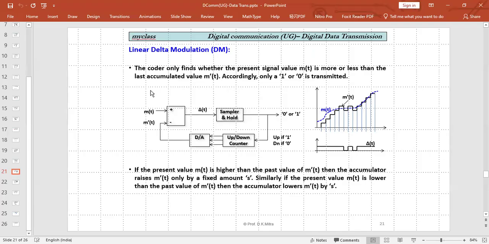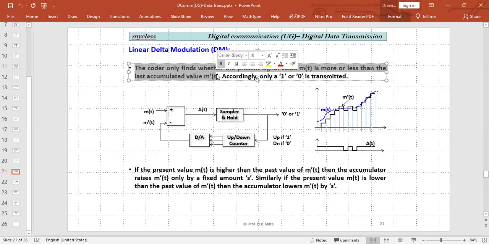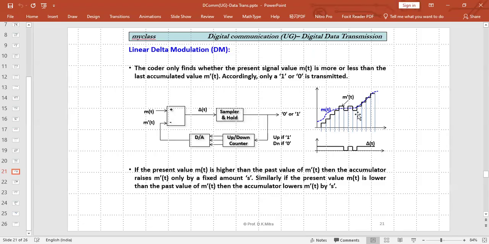Now, what is delta modulation? In the coder, it only finds whether the present signal value m(t) is more or less than the last accumulated value m dashed. That means, say this blue dotted line is the signal. The coder only determines whether the present signal value is less than the earlier signal value or more than the earlier signal value. Accordingly, it creates a 0 or 1.